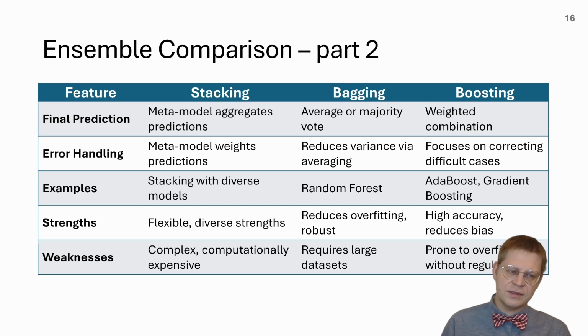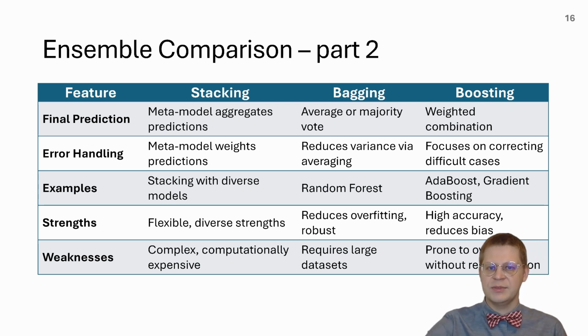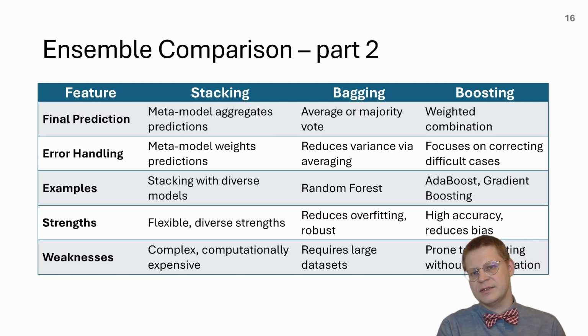What about the weaknesses? Stacking is computationally expensive. It requires significant resources, especially with complex meta models. If the meta model is overly complex, stacking can also become prone to overfitting. And bagging generally requires large data sets to be effective, as it depends on creating diverse subsets. Additionally, since each model is the same, bagging doesn't reduce bias. It only works best with high variance models.